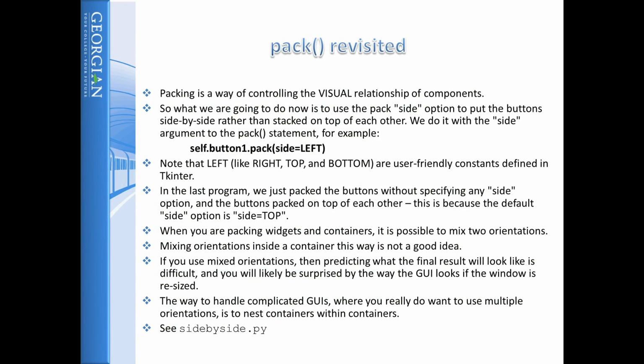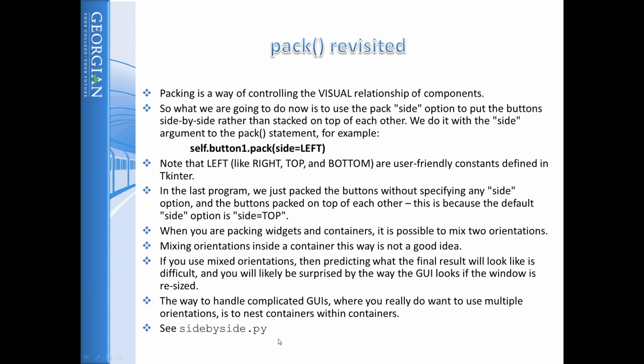So let's take a look. Here we have a couple of attributes we can use with the pack geometry manager. We can say side is equal to left, right? Again, we can use left, right, top, or bottom. These are kind of user-friendly constants defined into Tkinter, right? But if you notice, the pack geometry manager doesn't allow us to do x and y coordinates. But let's go on with this first.